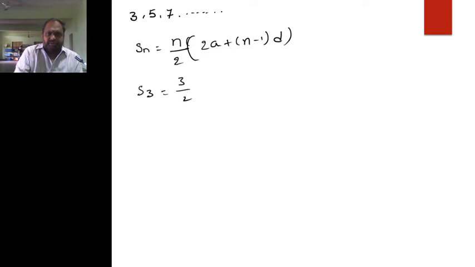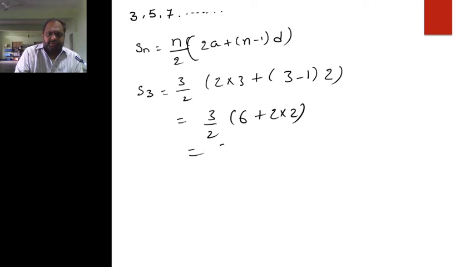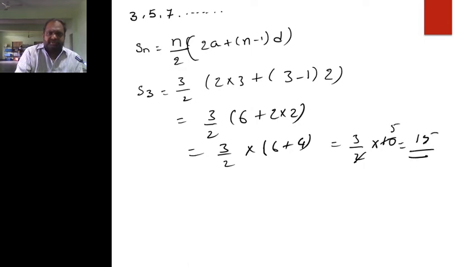3 by 2 into 2 into 3, a first term, plus n means 3, minus 1, into d means 2. 5 minus 3 is 2. That is equal to 3 by 2 into 6 plus 2 into 2. Okay, 3 by 2 into 6 plus 4. Okay, 3 by 2 into 10. 2 fives are 10, 3 fives are 15. Sum of 3 terms of AP is 15.